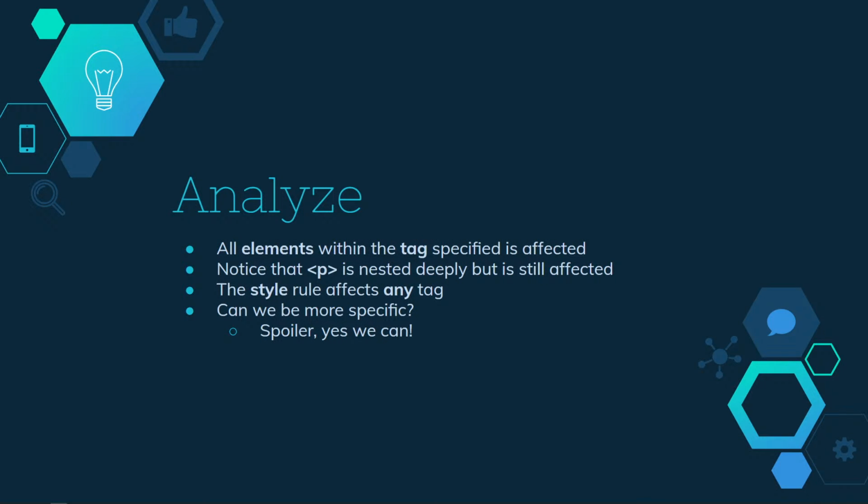So now let's think about this. Why is that? Well, all the elements within the tag specified are affected. Notice that the P tag is nested deeply, but is still affected. The style rule affects any of the children. So now the idea is, can we be more specific? Instead of just targeting the body, can we be a little bit more specific? Spoiler, yes, we can.